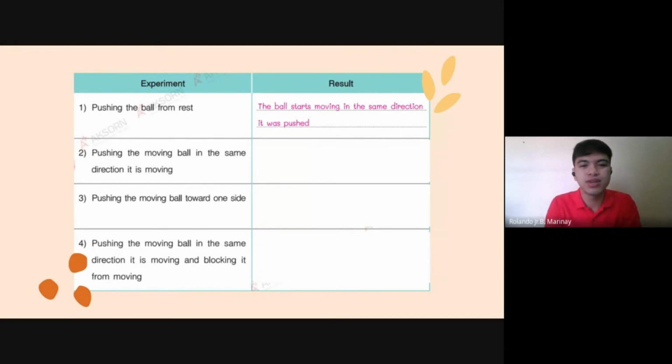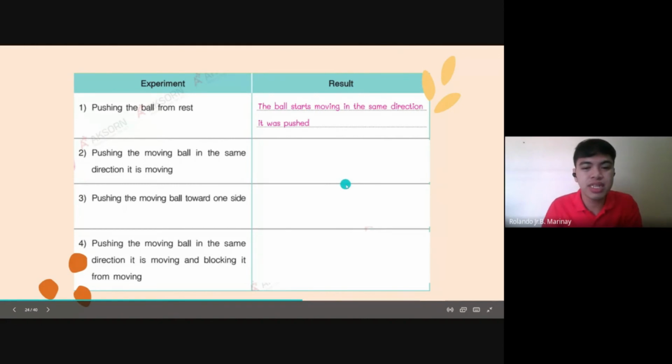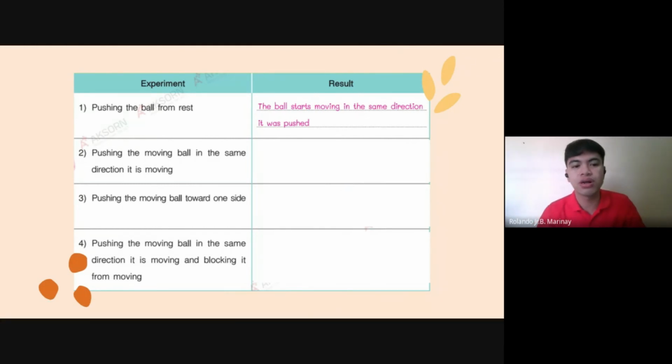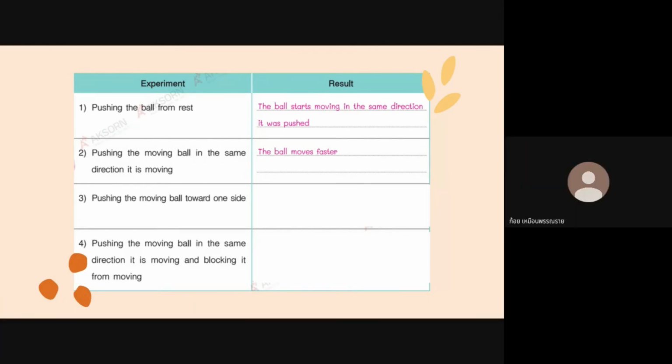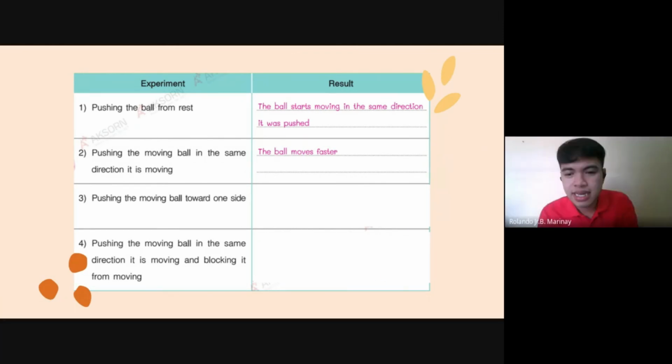Number two. Pushing the moving ball in the same direction it is moving. Think about a ball that is already moving, and then you push it in the same direction where it is moving. So what will happen? The ball will move faster. Okay, I think everybody's finished.